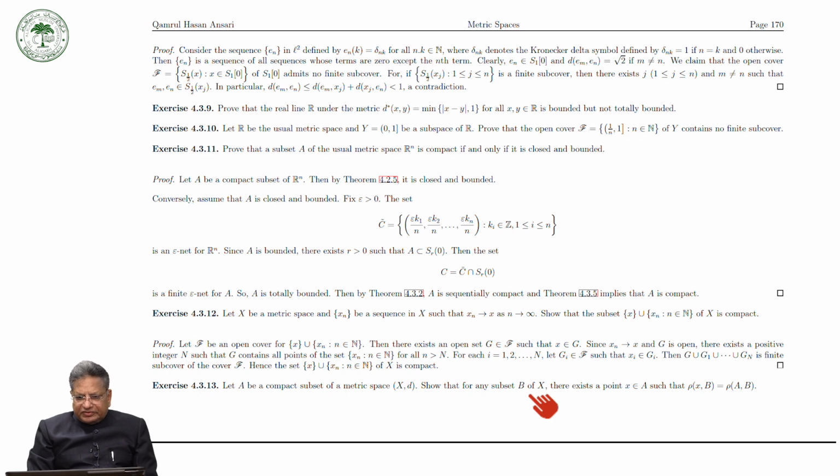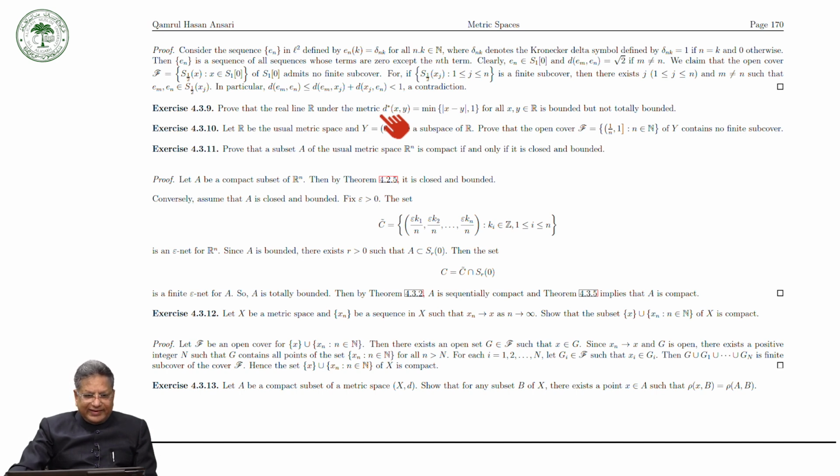And it's a very important thing. You can treat also as an example the real line R under the metric d*(x, y) equal to the minimum of |x - y| and 1. So the real line under this metric is bounded. But in general, keep in mind the real line with respect to the usual metric is not bounded.